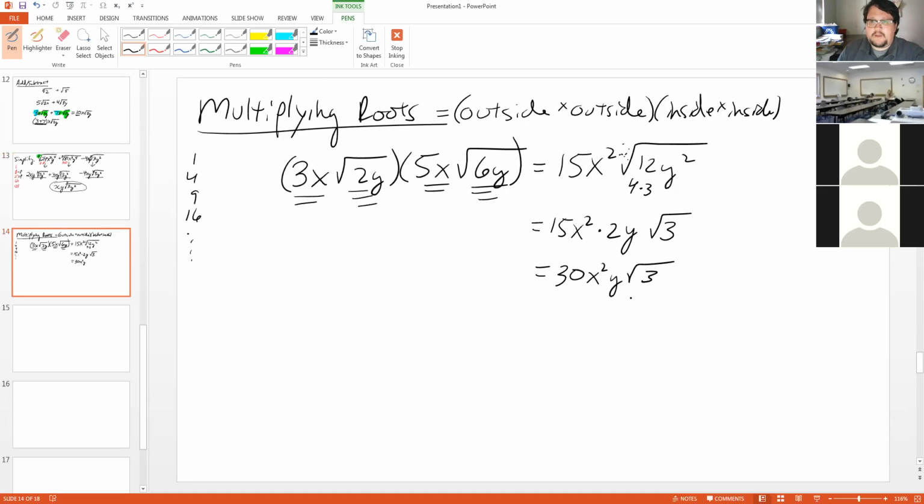So remember, when you're multiplying, things don't have to match. They can be totally different to multiply. Except, in this case, the root number has to be the same. There are ways to get around that problem, but you shouldn't have to. They should always match in your case.